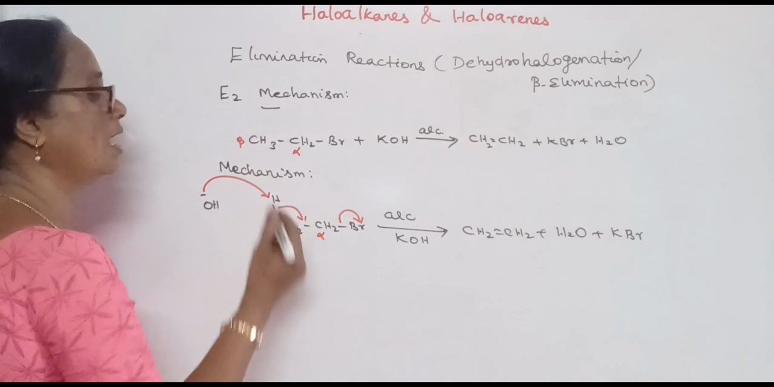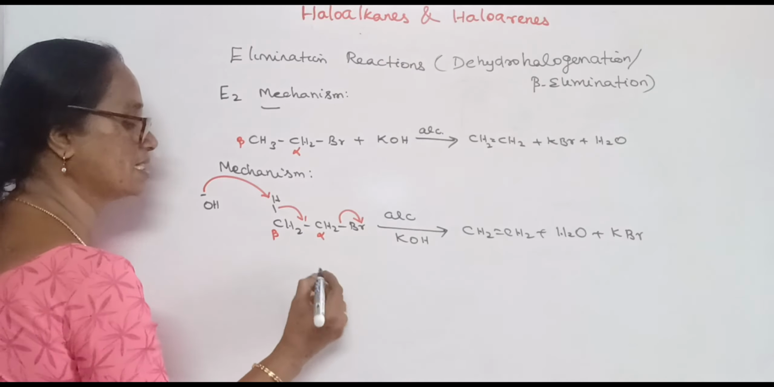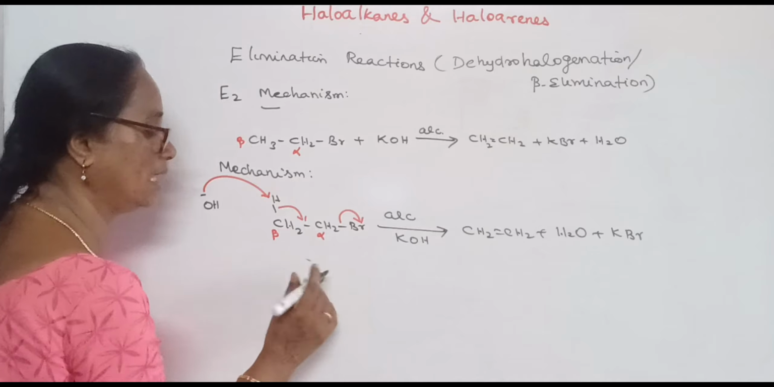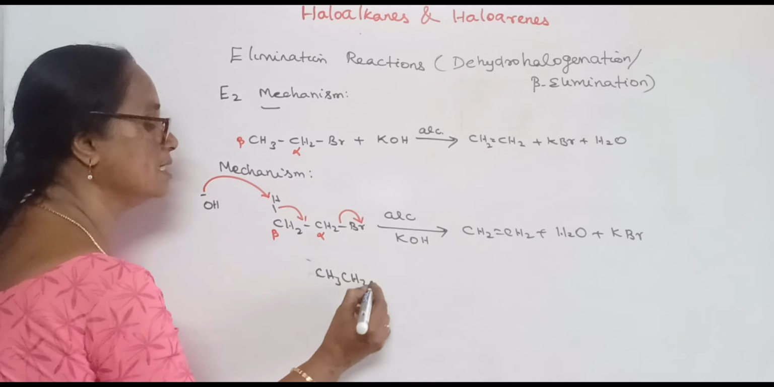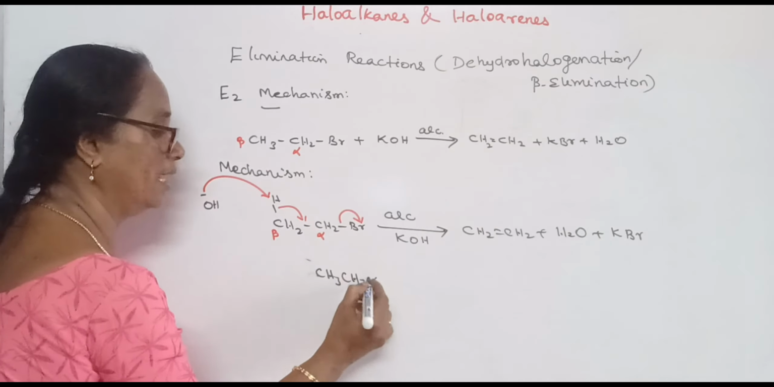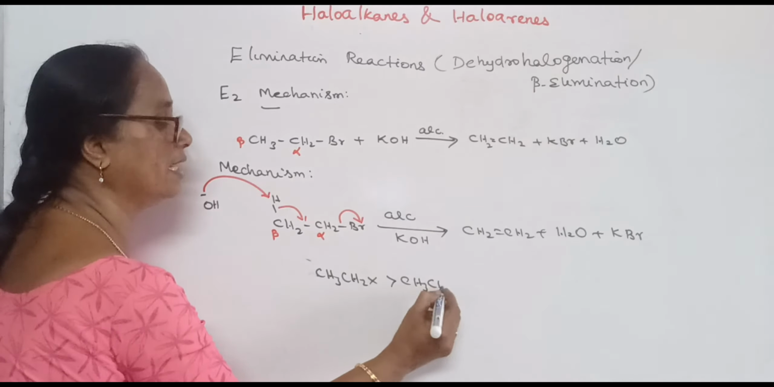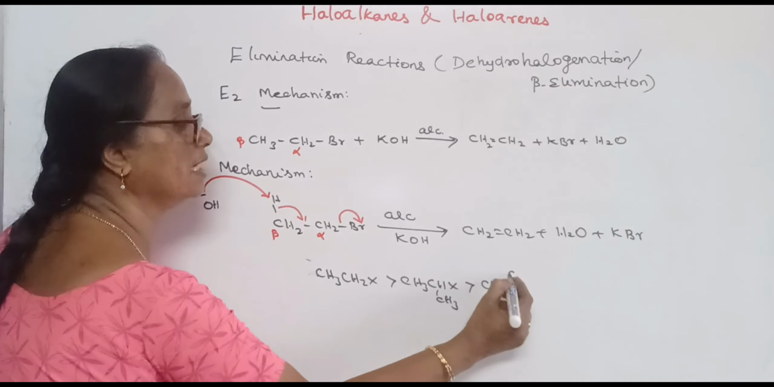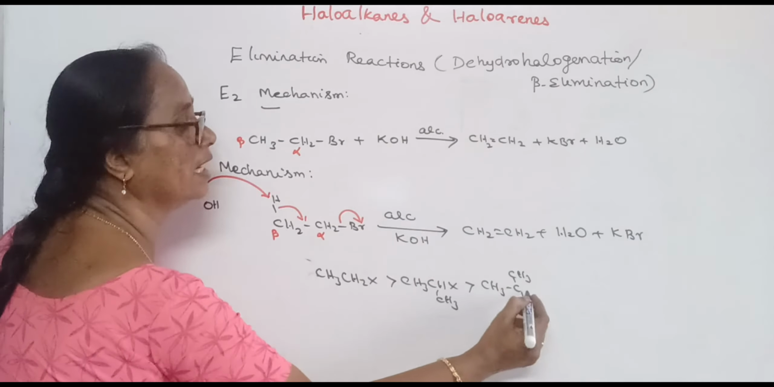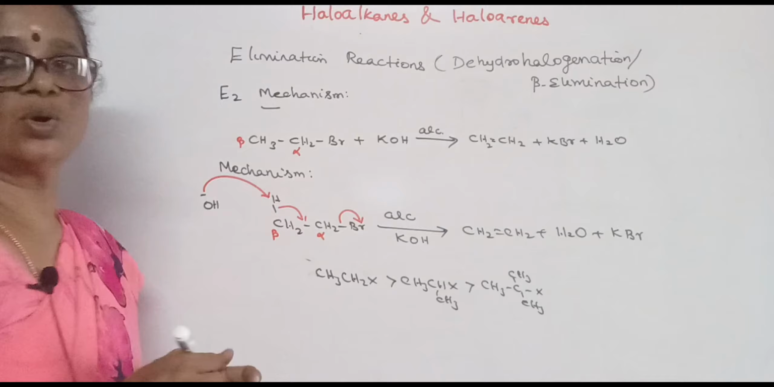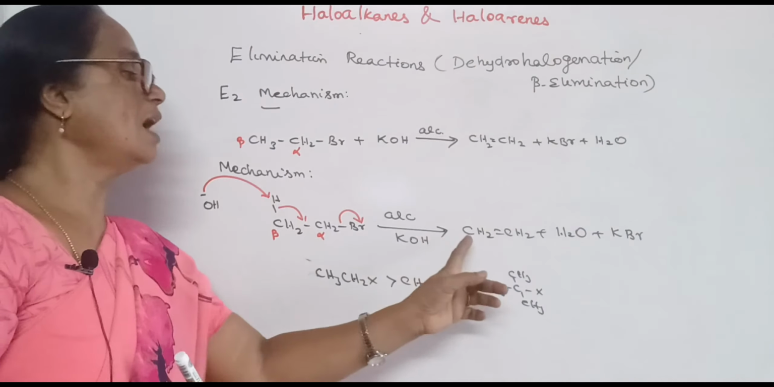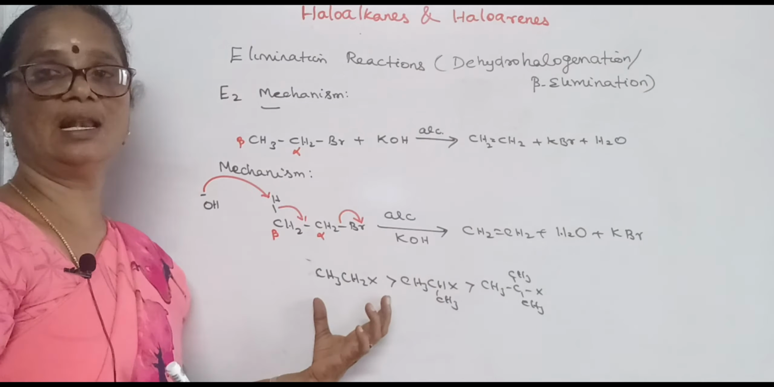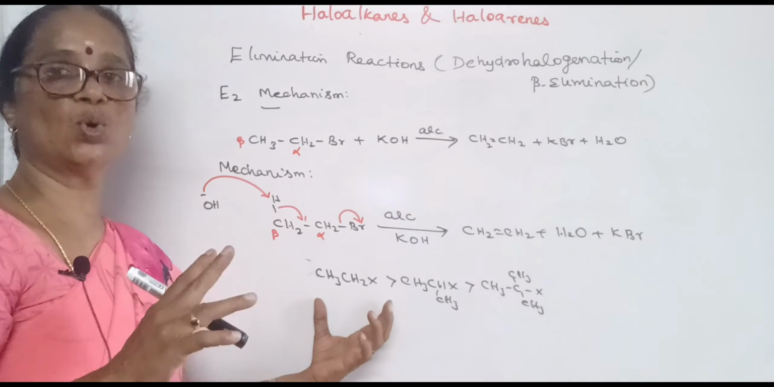The reactivity of alkyl halides in the E2 reaction: primary alkyl halide. So we can write CH3CH2X, which is greater than CH3X. In this case we need to have at least two carbons to form an alkene. The first member of the halide will be the compound having two carbon atoms.